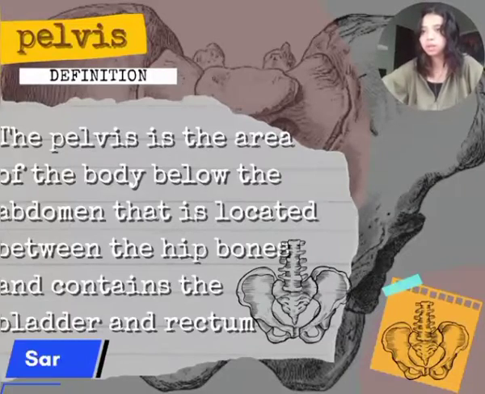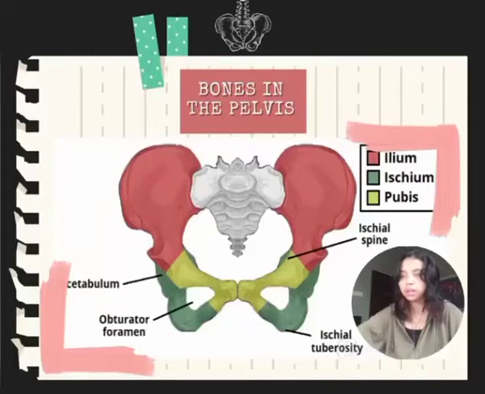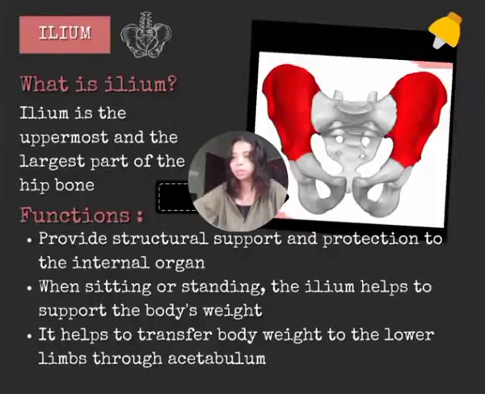The pelvis is the area of the body below the abdomen that is located between the hip bones and contains the bladder and rectum. There are three main bones in the pelvis. Ilium. Ilium is the uppermost and the largest part of the hip bone. It provides structural support and protection to the internal organs. When sitting or standing, the ilium helps to support the body's weight. It helps to transfer body weight to the lower limbs through the acetabulum.